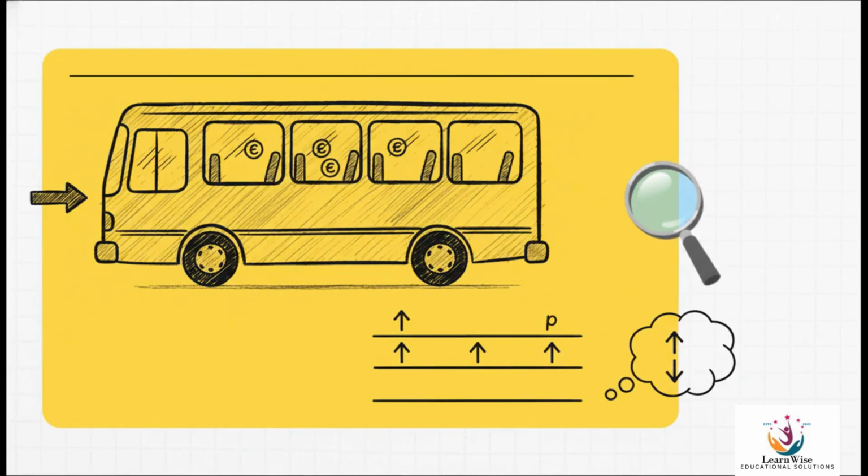And third is Hund's rule. The best way to think about this one is to imagine getting on a bus. People always take an empty row of seats before they sit right next to a stranger, right? Well, electrons do the same thing. When they're filling orbitals of the same energy, like those 3p orbitals, each one will take its own orbital before any of them pair up.